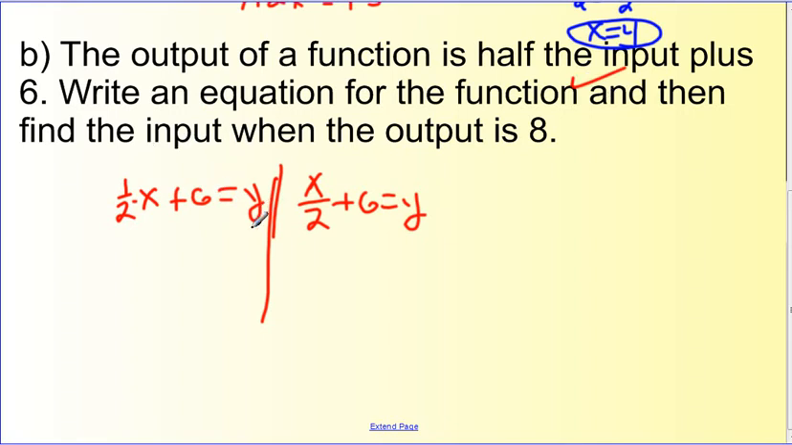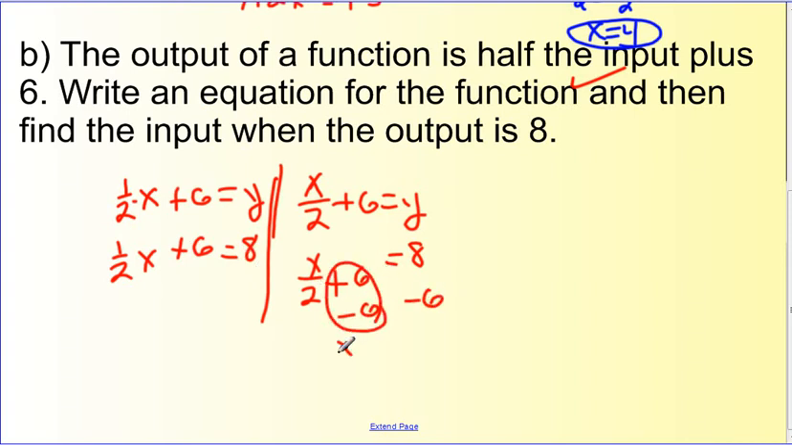Then find the input when the output is 8. So if my output, the y variable, is 8, I'm just going to solve them both. Why not? Just to show you it's the same math. If the output is 8, we're trying to find what was the input. So here I would subtract 6. These go to 0. X divided by 2 equals 2. And I would times by 2, cancel. X equals 4. So I got the answer of x equals 4.